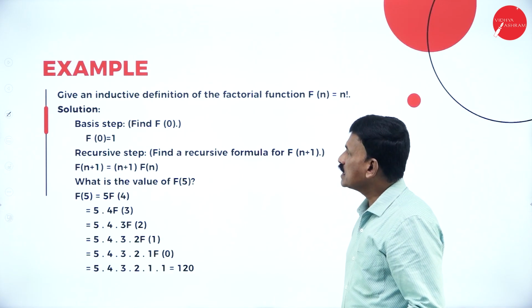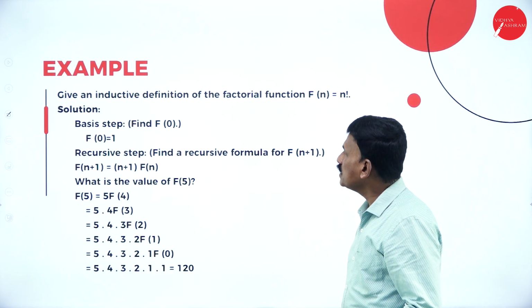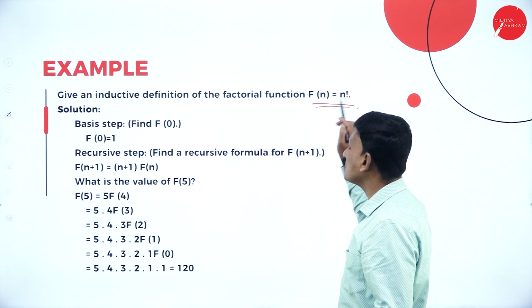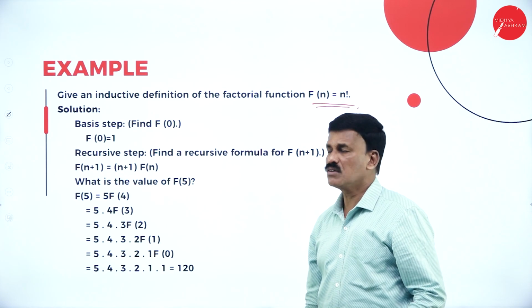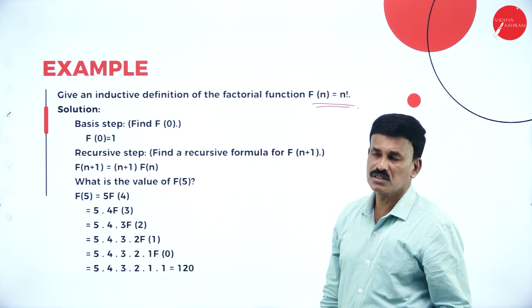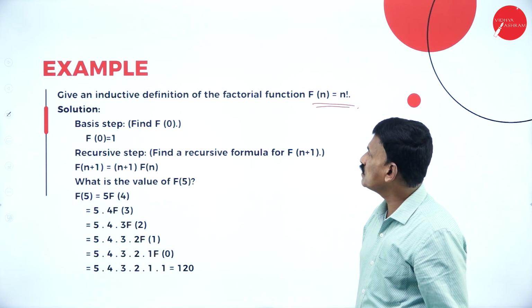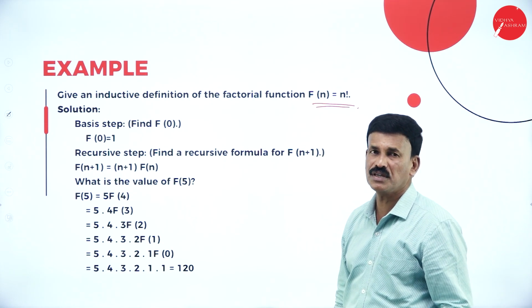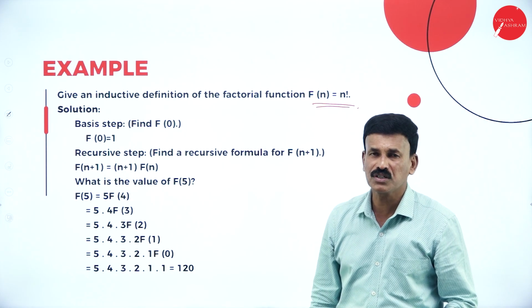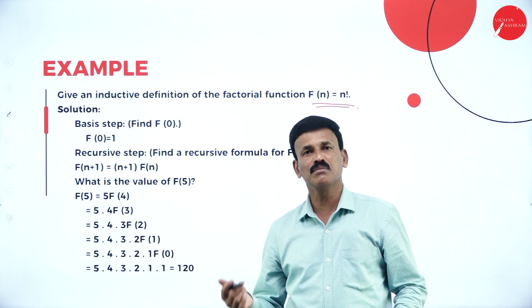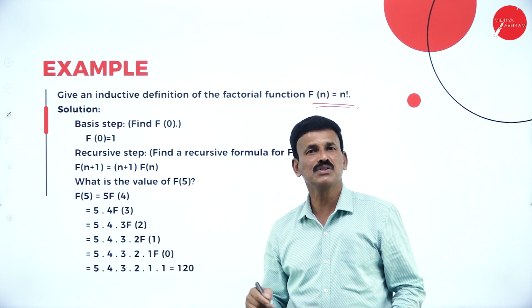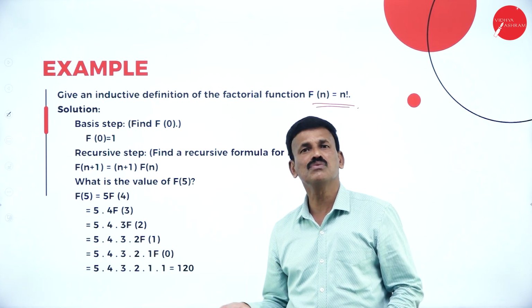Now let us take another example. Give an inductive definition of the factorial function f of n is equal to n factorial. They will ask in the examination, give an inductive definition for the factorial function f of n is equal to n factorial. As we know, n factorial is nothing but n into n minus 1 into n minus 2, n minus 3, etc. That is 5 into 4 into 3 into 2 into 1.